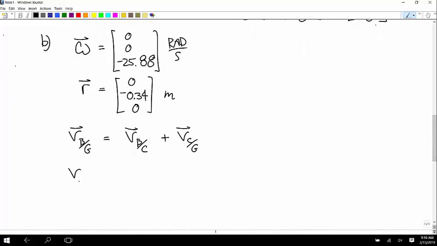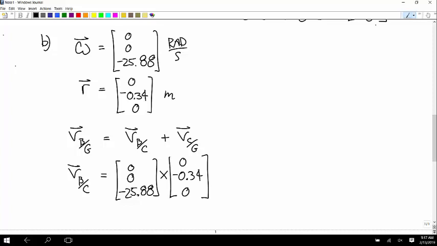The velocity of the bottom relative to the center is 0, 0, negative 25.88 crossed with 0, negative 0.340, and you get negative 8.8000.